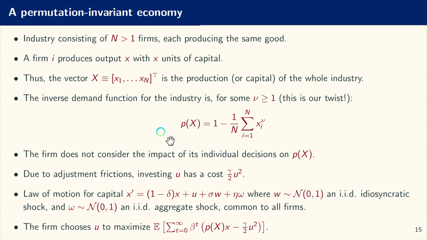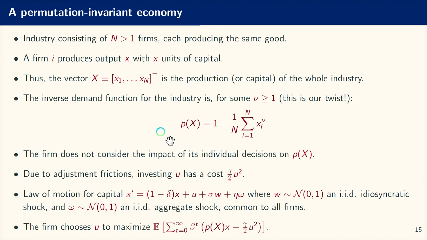Let's see how all of this works in real life. And what I can do is introduce the permutation invariant economy that I hinted at a few slides back. We can have an industry consisting of n larger than 1 firms, each producing the same good. A firm i produces output x with x units of capital, just making production equal to capital to eliminate irrelevant constants. I could also introduce decreasing returns to scale to production, and I will come back to that later. Thus, the vector big X is just the vector with the production or capital of the whole industry.